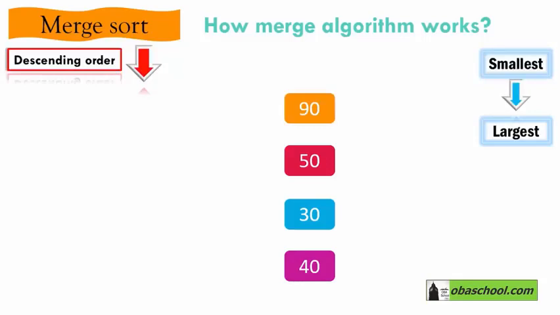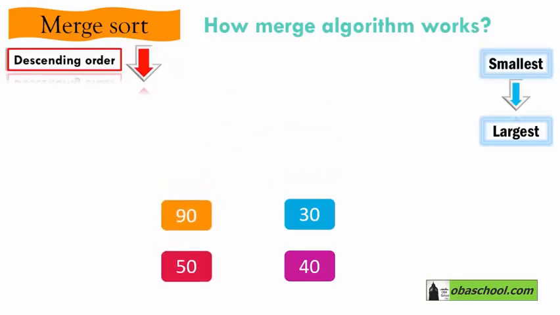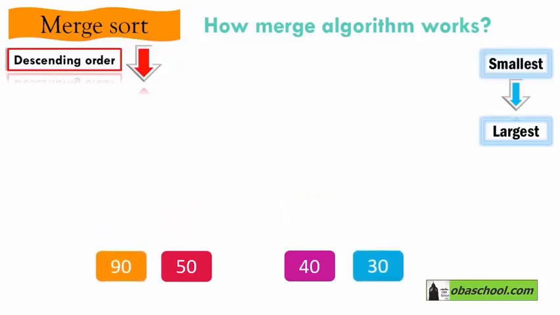So how does it work? First of all, it divides the data that we have in half. We had four numbers on top of each other, now we have two on each side. Then it divides them again until each number is alone. After that, it compares each two numbers that are next to each other.